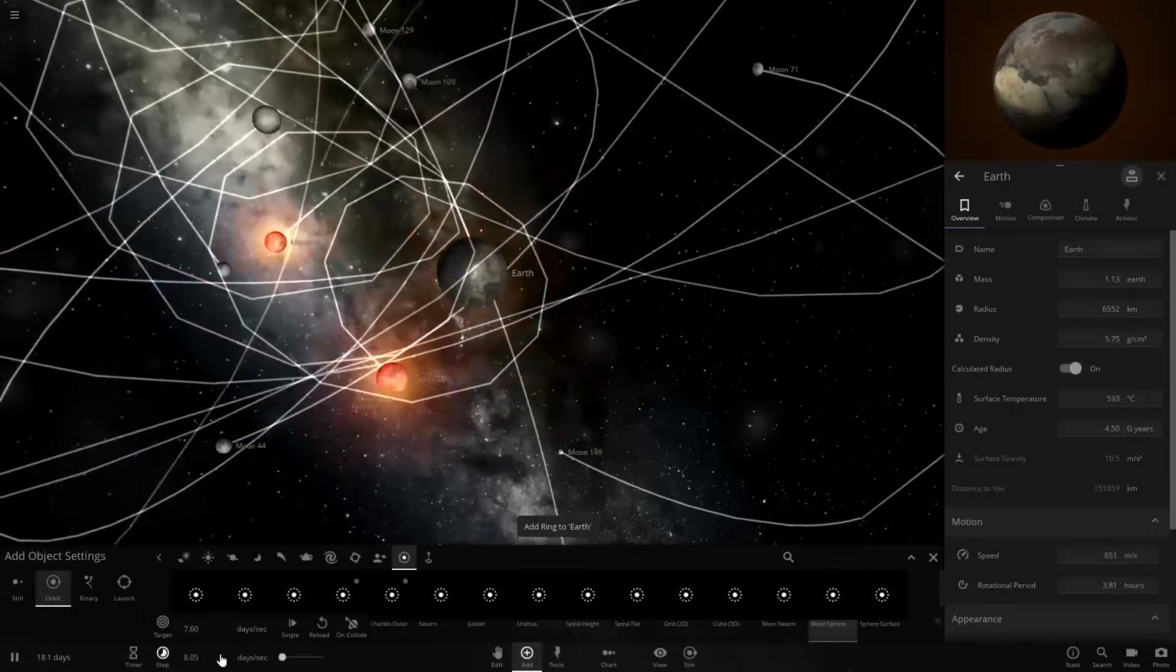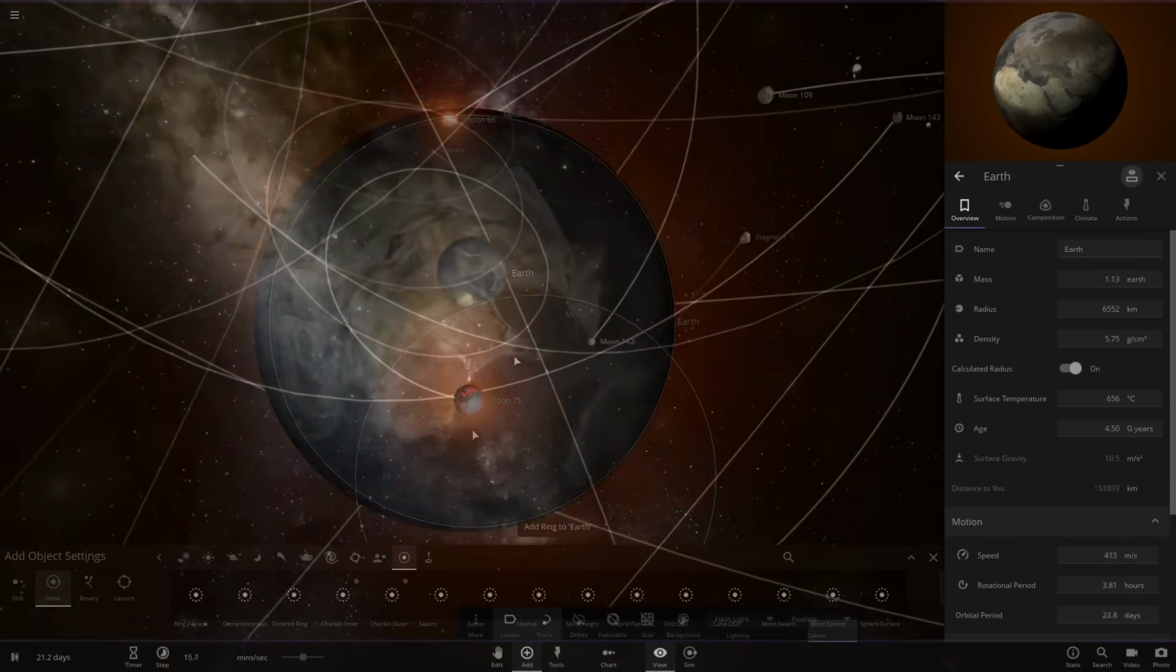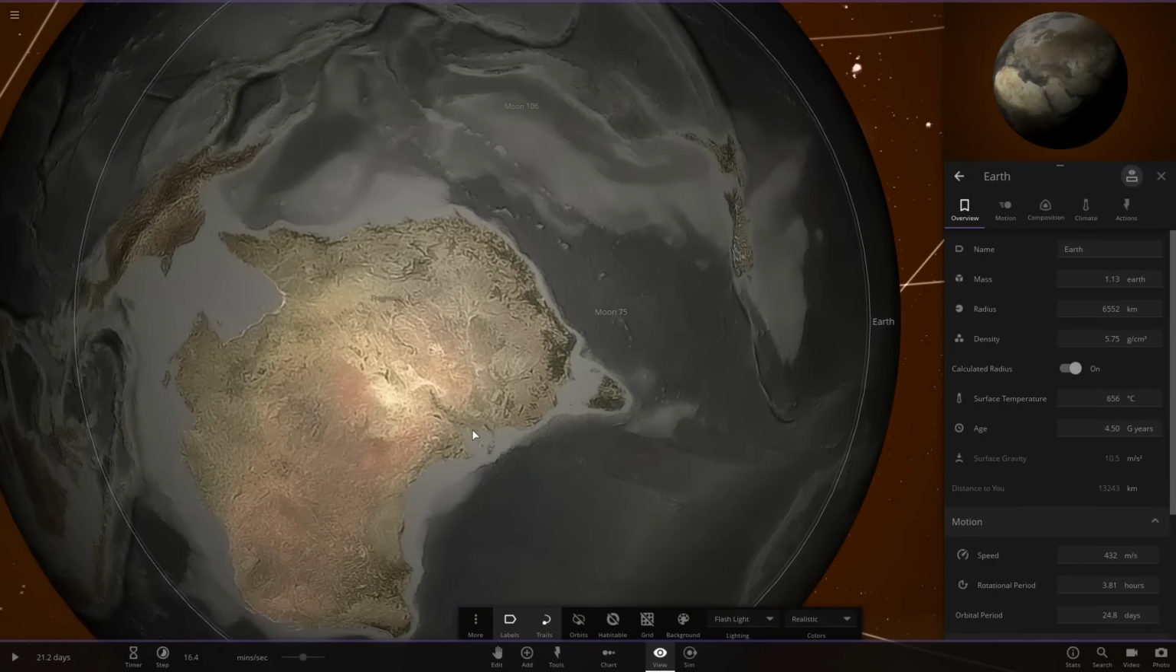Just speeding things up here, because I want to see if Florida is still around. So all the oceans have been boiled away. So we don't have to worry about the hurricane anymore.